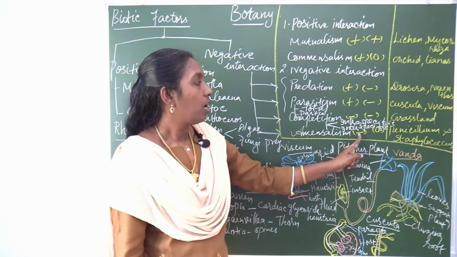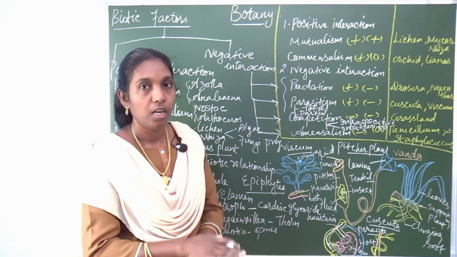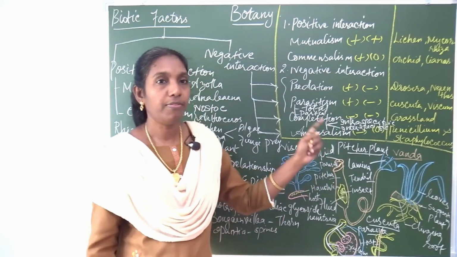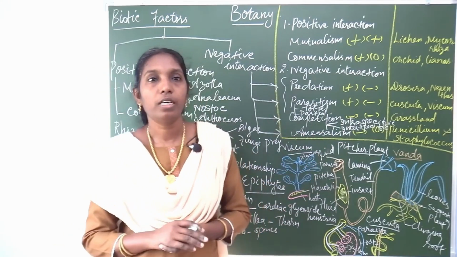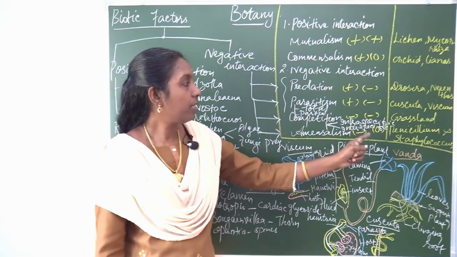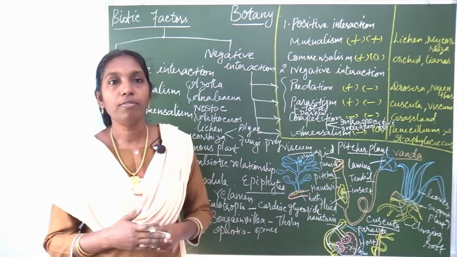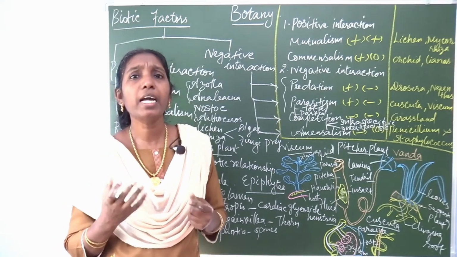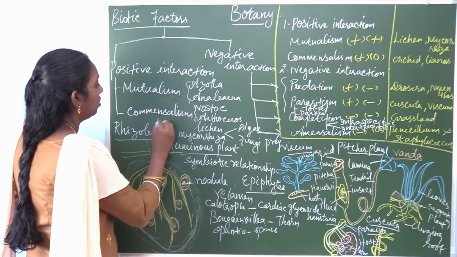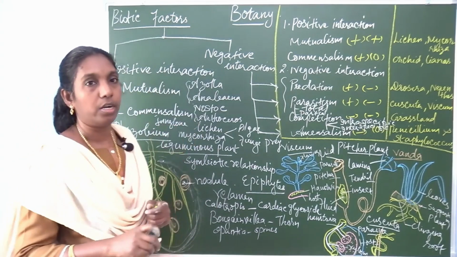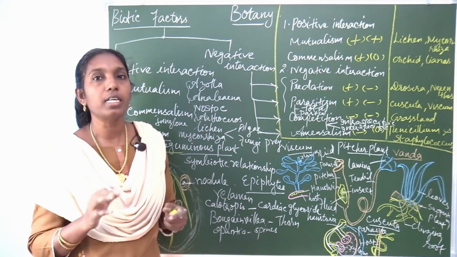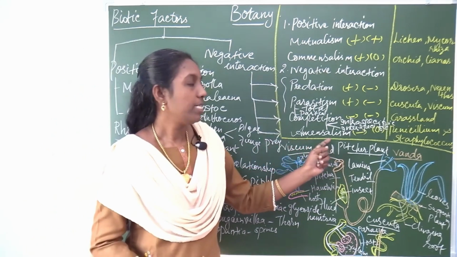So, one is harmed, that means inhibited, and the other is neither benefited nor harmed. Another example for Amensalism is Trichoderma, which inhibits the growth of other fungi. Then the roots of black walnut secrete an alkaloid called juglone. Juglone inhibits the growth of seedlings, including the seedlings of walnut. Such examples are Amensalism.